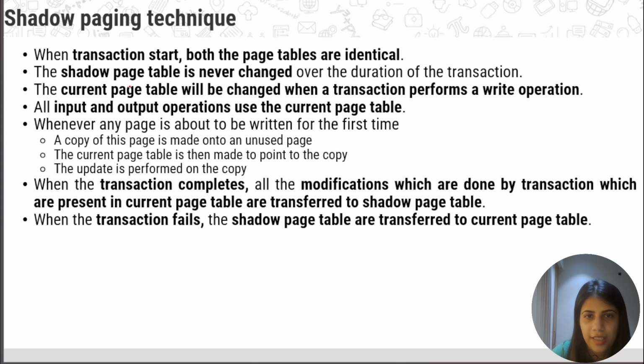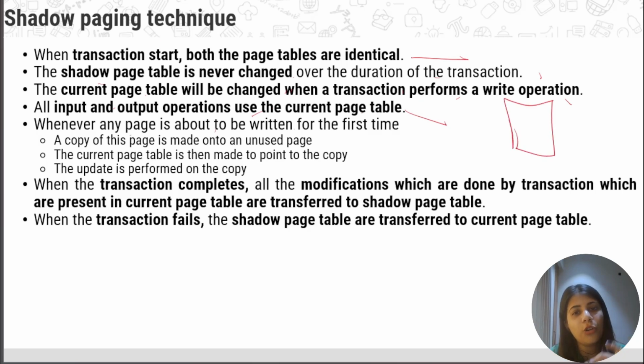So when the transaction starts, both the page tables are identical. We already know that. The shadow page table is never changed over the duration of the transaction. The current page table will be changed when a transaction performs a write operation. All input and output operations use the current page table. We will not touch the shadow page table.